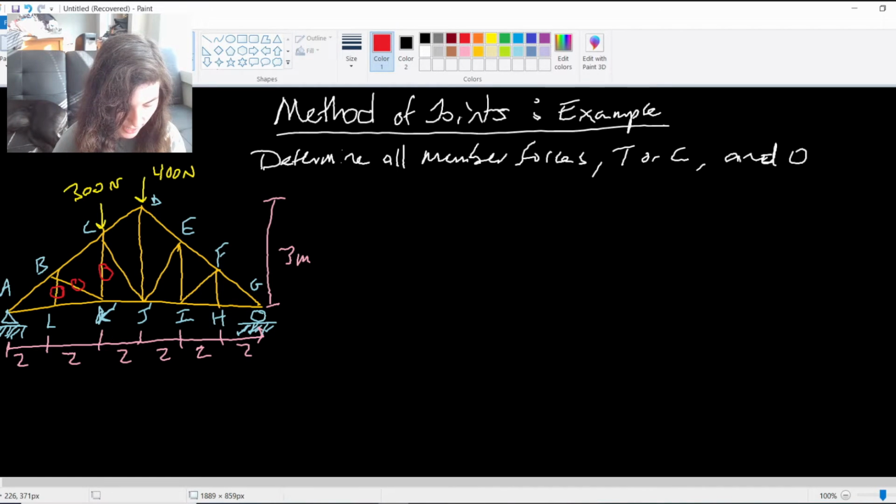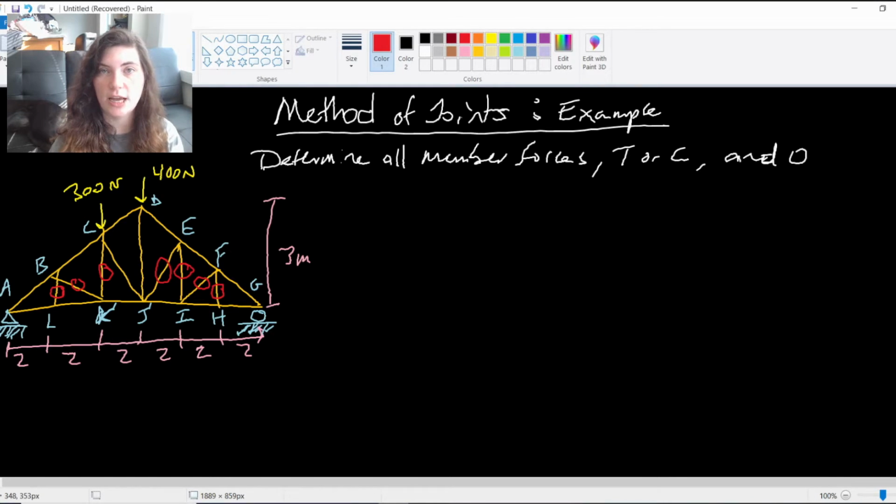FH bisects IHG, so this will be a zero force member. And then again, by that logic, FI is a zero force member. I can do this little hopscotch thing now that if FI is a zero force member, then EI has to be a zero force member too, because it's bisecting JIH. And then again, I travel on down the line. EJ is now a zero force member just by deduction, just because all of these ones were zero force members.